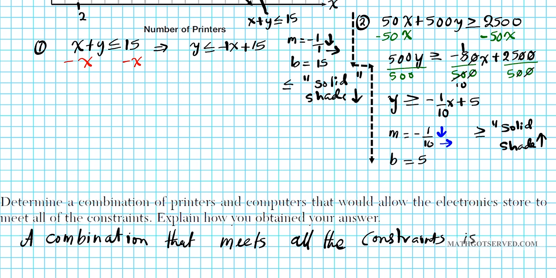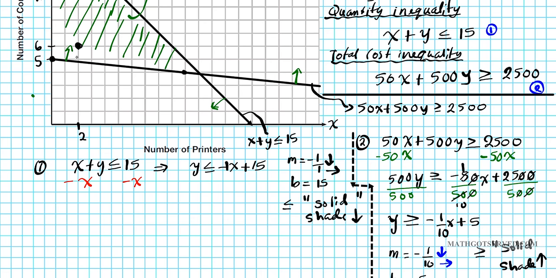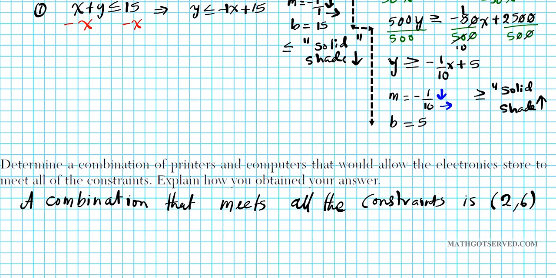is 2, 6. What on earth is 2, 6? In the context of printers and computers, what does 2, 6 mean? 2, 6 basically means 2 printers and 6 computers. Okay? So let's write that down. 2 printers and 6 computers.